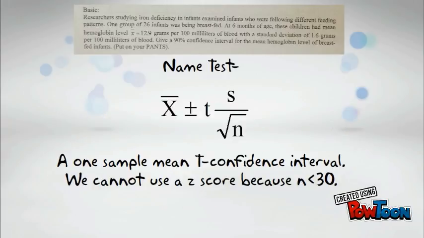We use a one-sample mean t confidence interval, as shown by the equation here. We cannot use a z-score for this because we do not know there's a normal distribution because n is less than 30, so we use the t-score instead.